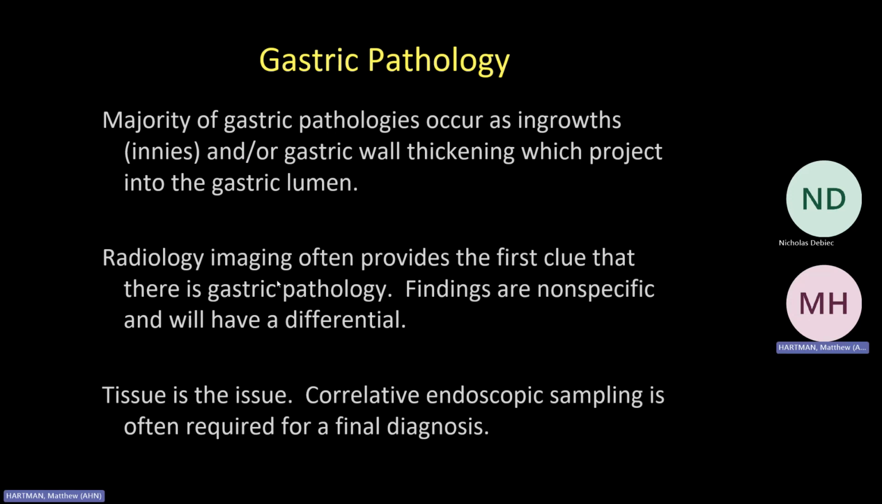And again, the radiology imaging is often providing the first clue that something is wrong. The findings are nonspecific. We identify the abnormality, and oftentimes it will be confirmed with endoscopy. So tissue is the issue. Again, from our lecture about getting an adequate specimen, working with the pathologist, our pathology colleagues are often the ones making the final diagnosis.